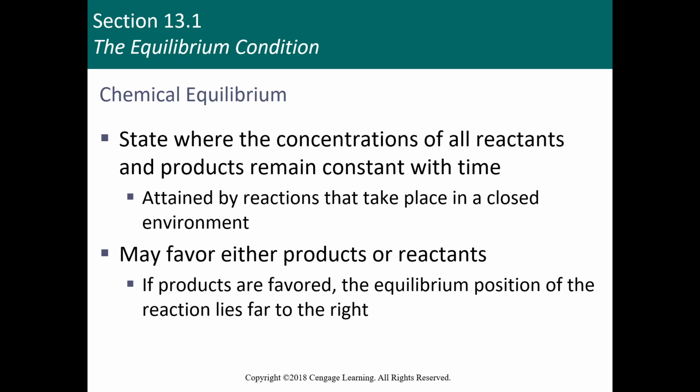All right, now, this may favor either products or reactants. If the products are favored, the equilibrium position of the reaction will lie far to the right. If the reactants are favored, then it will lie far to the left. Another way of saying this is your concentration of products may be higher, or your concentration of reactants may be higher. I didn't mention that products or reactants have to be equal here.